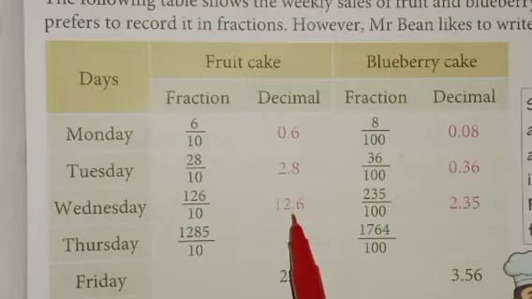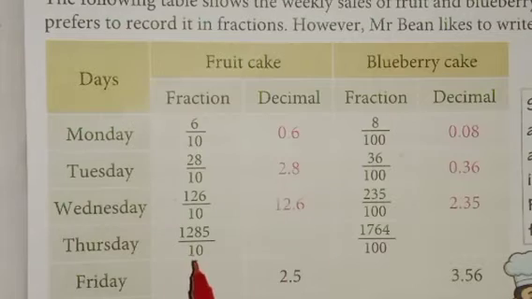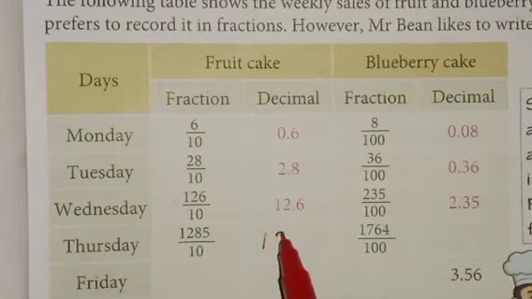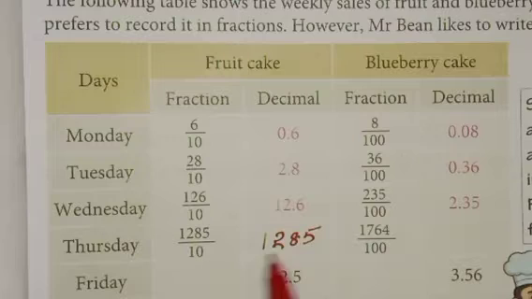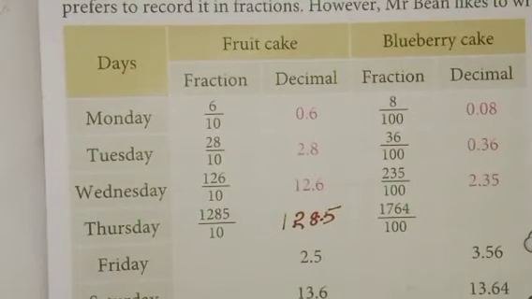After the decimal only one number. Same way, 1285 by 10. How will you write? Here we write 1285. Then here only one 0, so we can put the point here. So 128.5. Next, you have to convert the decimal into fraction.